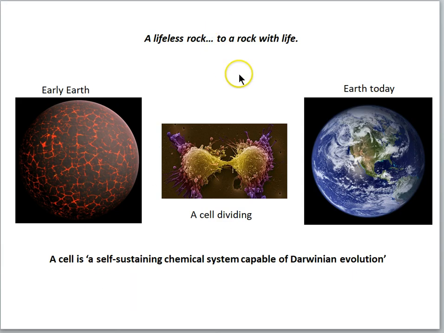So it's an amazing story then. 4.5 billion years ago, when the planet formed, the Earth was lifeless. It was a lifeless rock. Today, of course, there are millions of different species, living organisms on the Earth today. So in 4.5 billion years, we go from a lifeless rock to a rock with life. Well, a key step in that story was the appearance on Earth of the first cells, capable of all of those characteristics on the list, or simply capable of being a self-sustaining chemical system capable of Darwinian evolution.